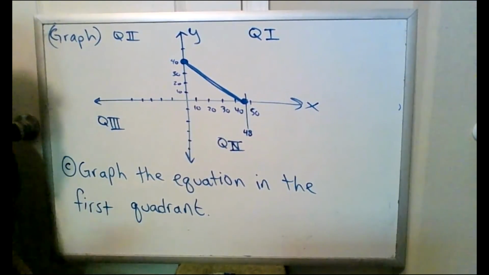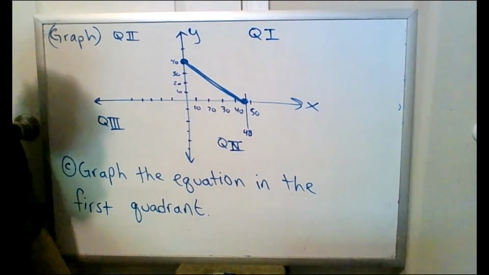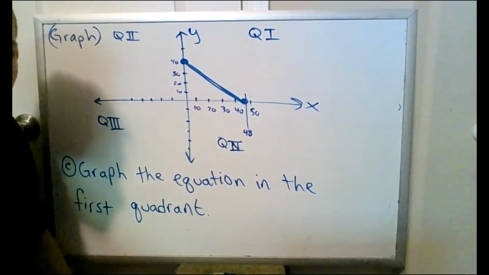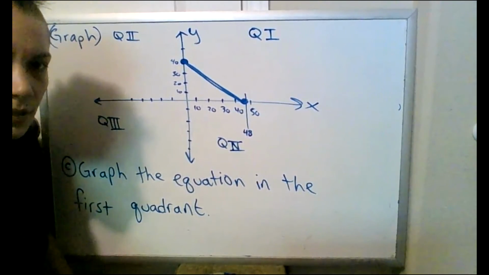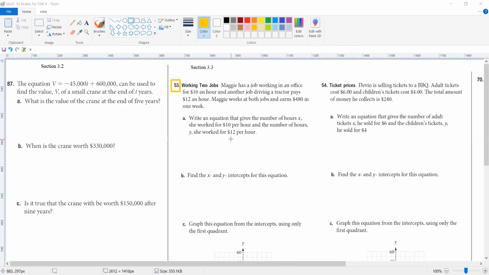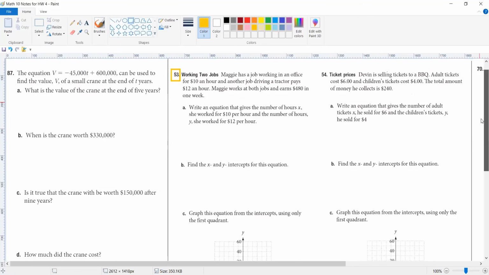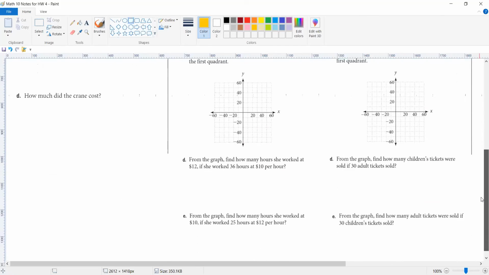Okay, so we're going to look up the next question. It looks weird, but once we interpret what it means, it's not that difficult to actually do. Okay, so we're still on number 53. We wrote an equation. We found x, y intercepts. We put the graph in the first quadrant, and now we're at part D.